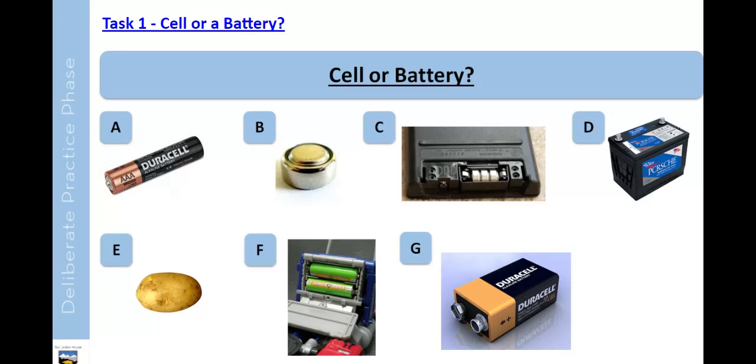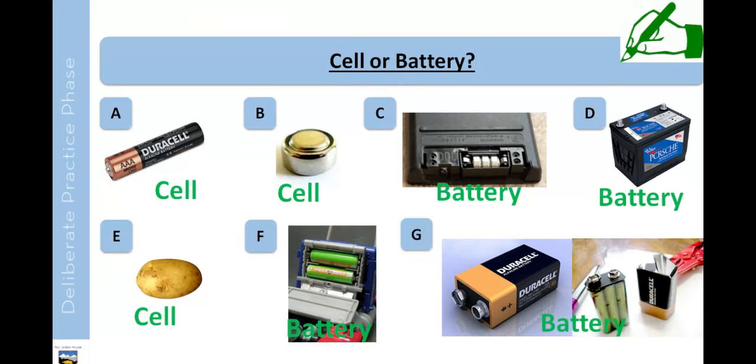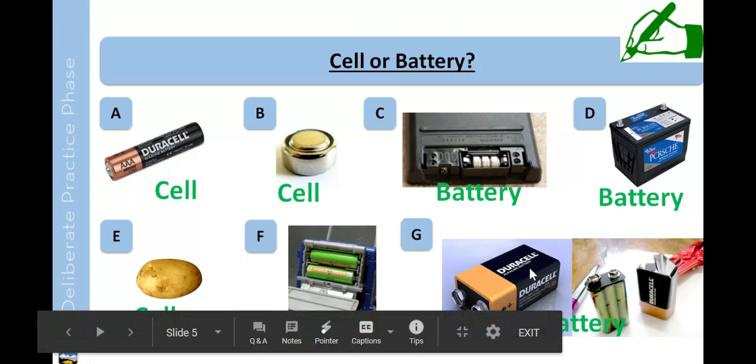Okay, so your answers should have been: cell, battery, battery, cell. So the potato was actually a cell. And that will become more apparent on the next slide as to what I'm on about. I'm not yet gone insane from working from home, even though I feel like it. F is a battery. G is a battery as well. Now, G does actually look like a cell on its own, but is actually two single cells inside of that metal block.